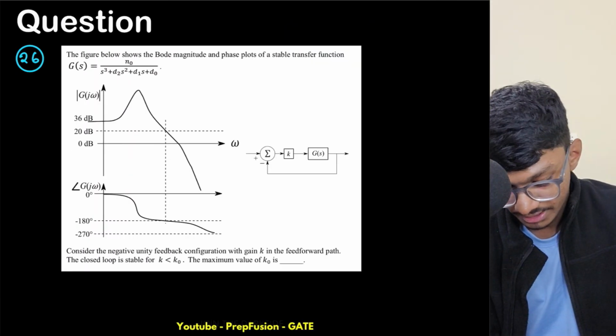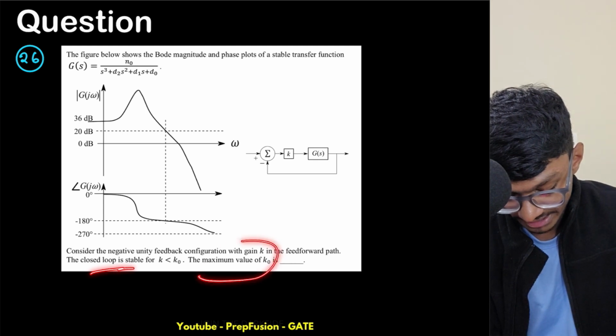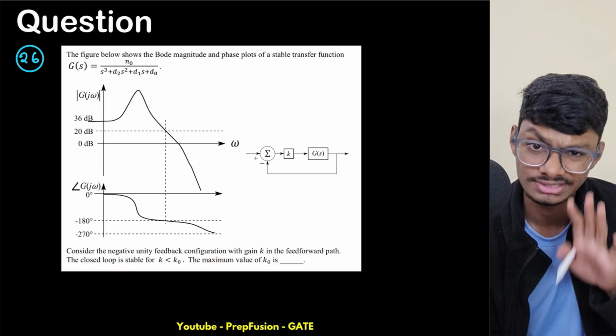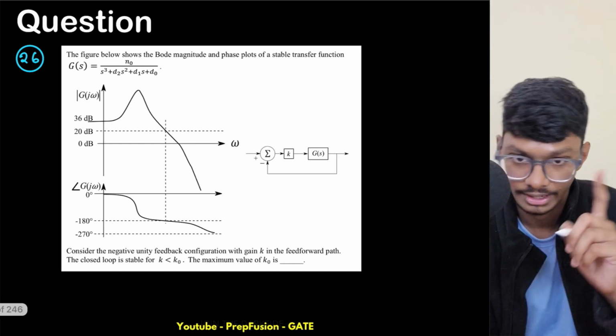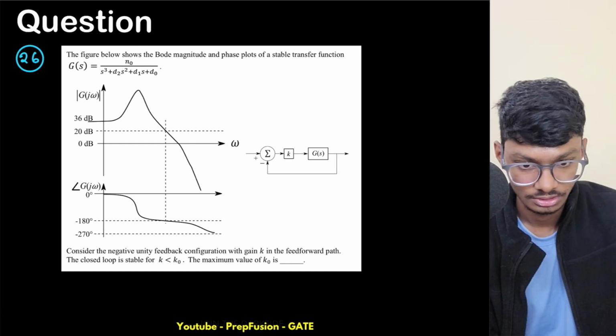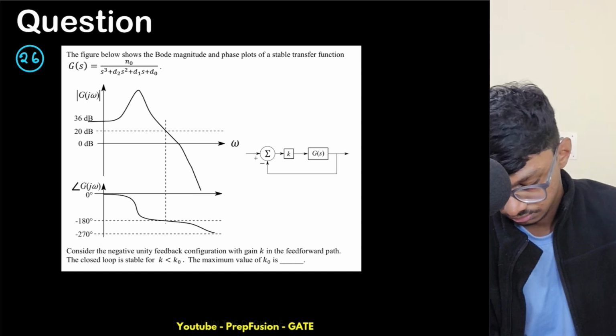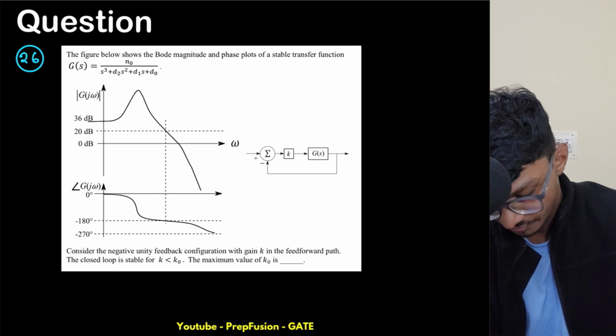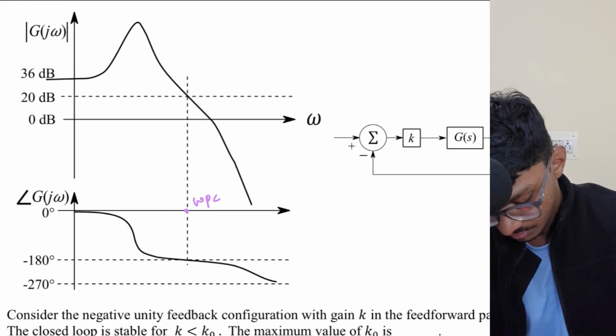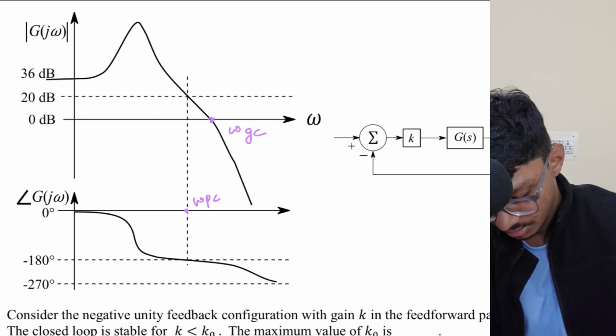Now what they are telling us is to find the maximum value of k naught for which the system is stable. Now is the system stable right now? How can you identify if the system is stable or not? What is this frequency called? Phase crossover frequency. You put omega pc over here and omega gc over here.